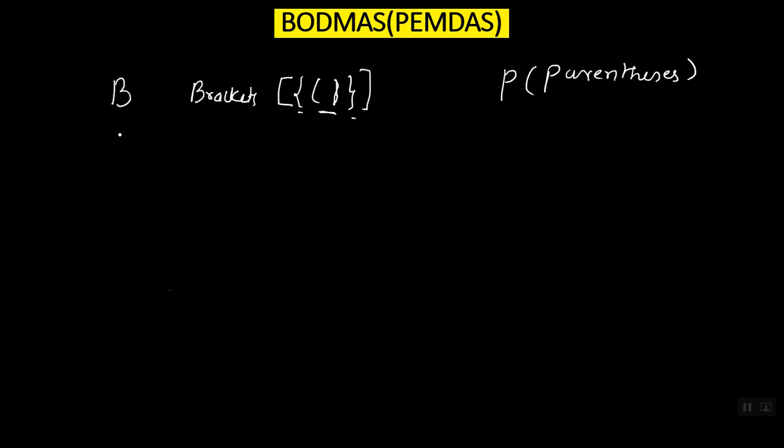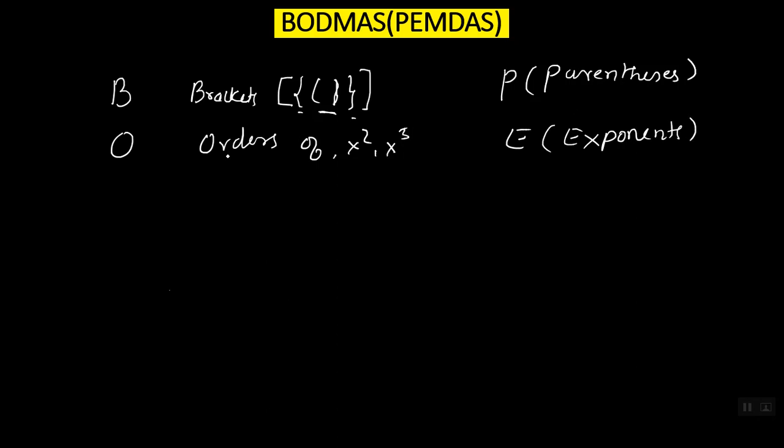Second one is O, that stands for orders of. Orders of meaning whether it is an exponent, x square, or x cube or something, whether that bracket got multiplied by the square, cube, something like that, or we can say exponents, right?